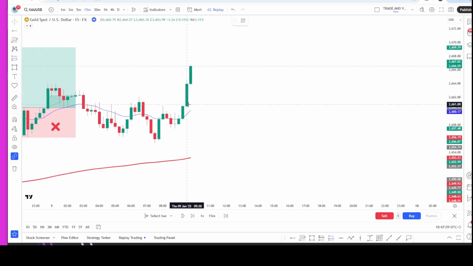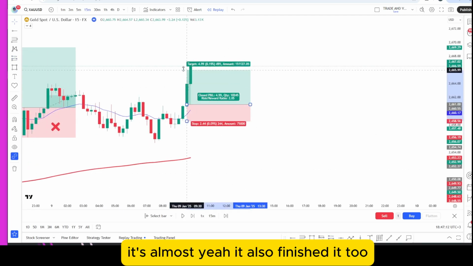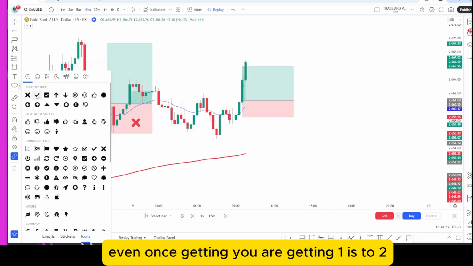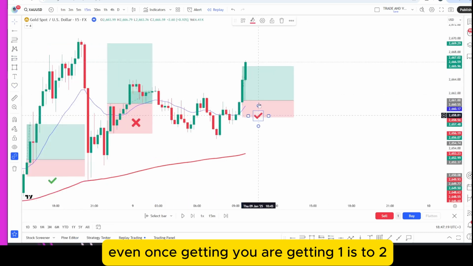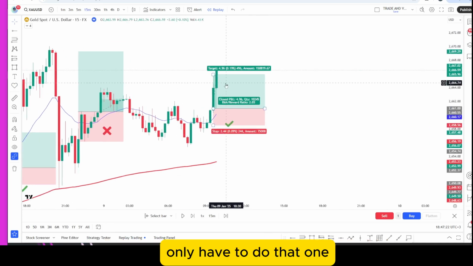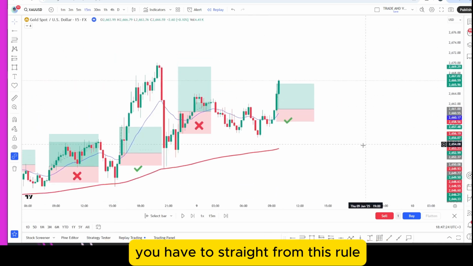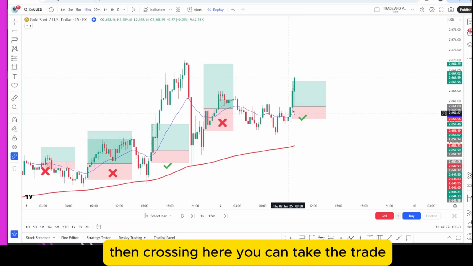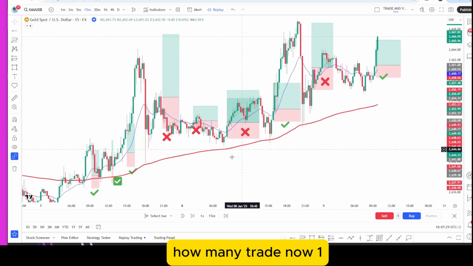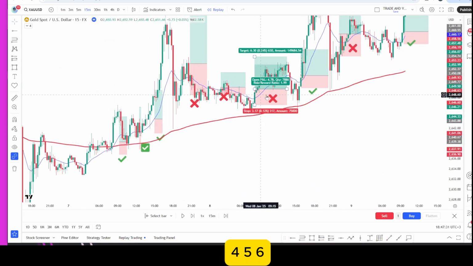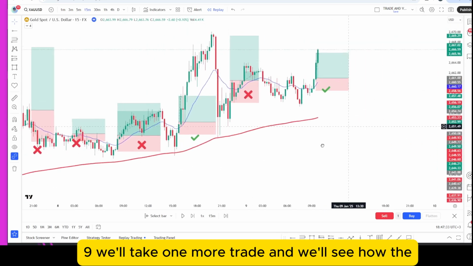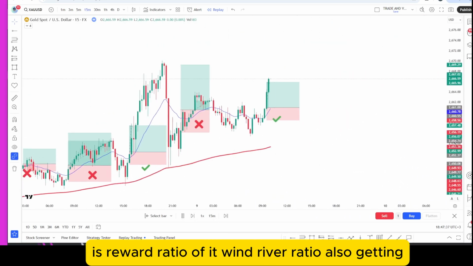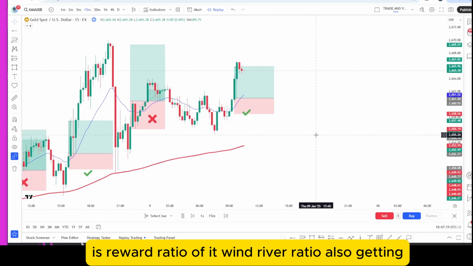Also here we got another entry, it's almost, yeah, hit also 1:2. Even once you get 1:2, you only have to do that one. You have to be strict on this rule. Once price comes back here, then closing here, you can take the trade. How many trades now? 1 2 3 4 5 6 7 8 9. We'll take one more trade and we'll see how the win and reward ratio comes out.